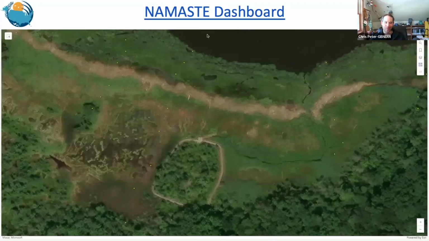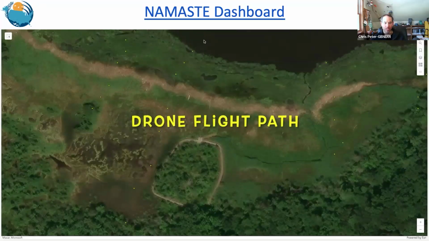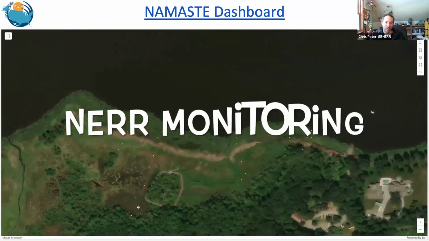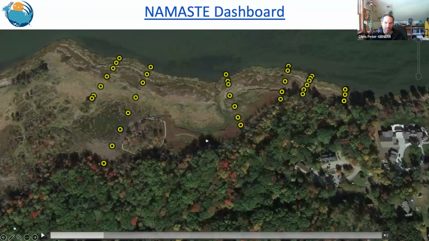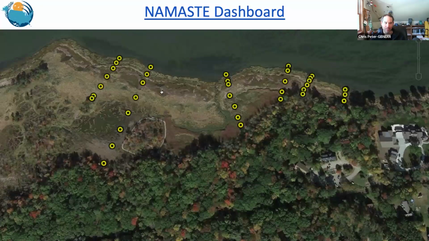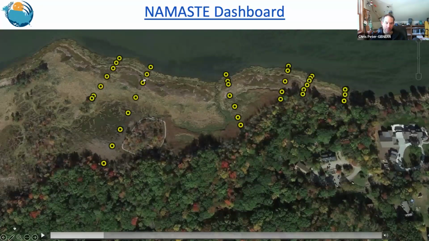Now I'm gonna do one more video that hopefully won't make you too dizzy, but if you follow my cursor here, this is the flight path of the drone, and this is across a series of monitoring plots across a transect. And then I'm just gonna stop it here just because I'm gonna be talking too slow compared to my video speed, but these are plots, these individual yellow points, just to orientate you to our data and our protocol.